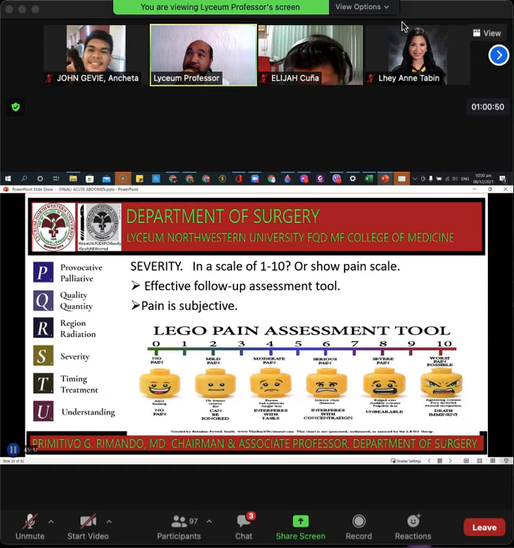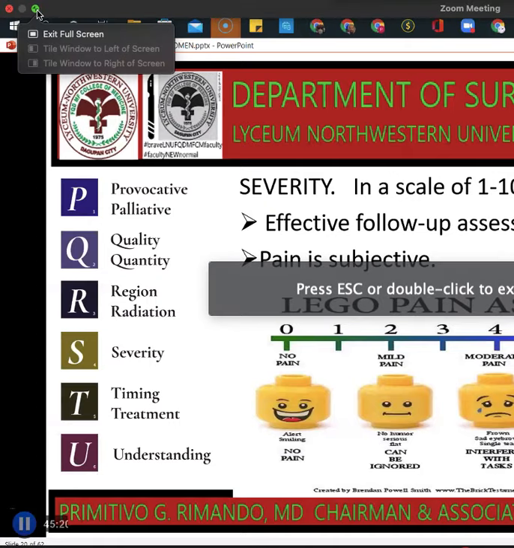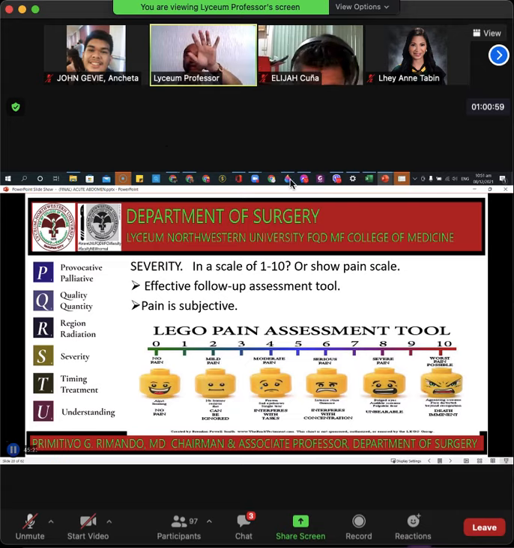For example, I've already seen a male patient who had a pinprick in his hand. I think he was trying to pin something in his cork board and accidentally hit his hand. When I showed him this pain scale, he gave me a score of 10. Can you imagine? This patient is already thinking that he's going to die from that pinprick. So pain can be very subjective.